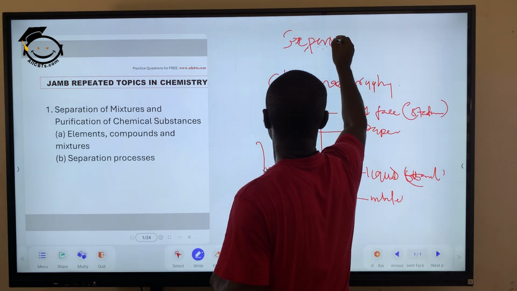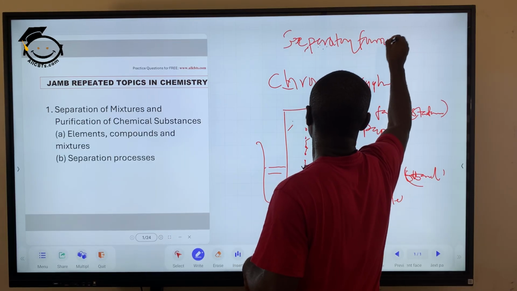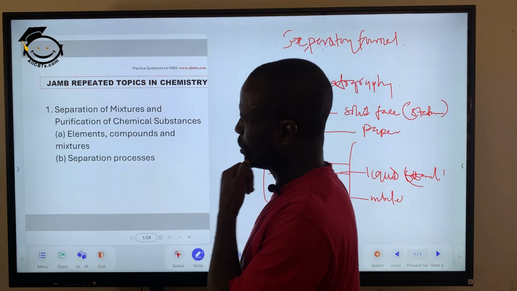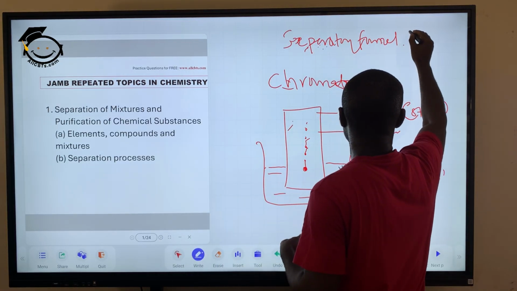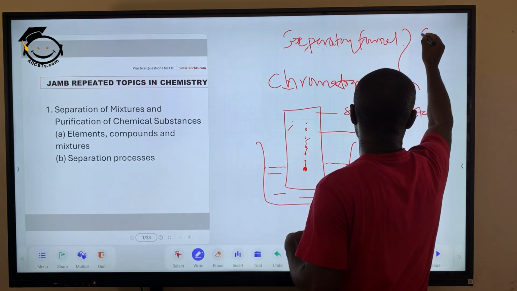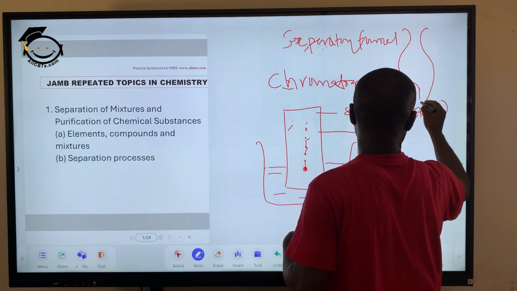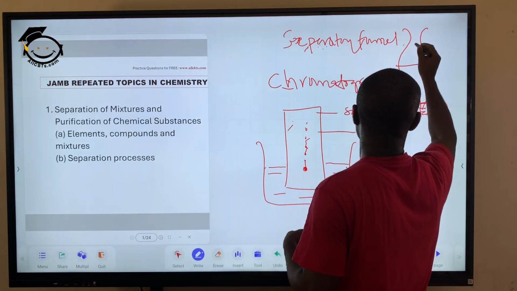Separating funnel techniques. In a separatory funnel, you mix the entire mixture together, then allow it to settle in a flask. The flask looks like this. It's called a separatory funnel, with a tap. Pour in the entire mixture. You see two separate boundaries.